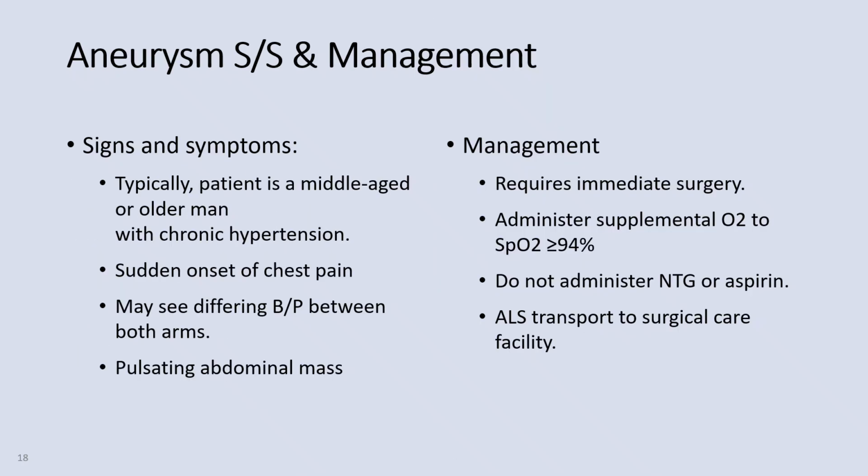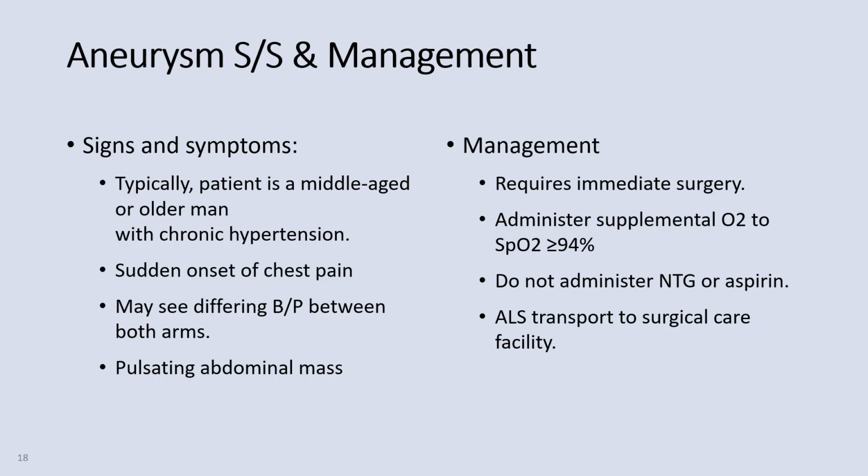Patients who suffer an aortic aneurysm are typically middle-aged and older men who have chronic hypertension. They usually complain of a sudden onset of chest or abdominal pain, and you may notice a difference in the blood pressure between their left and right arms. Additionally, you may see an abdominal mass pulsating in the center of their abdomen, usually just below the level of the umbilicus. You may also palpate this pulsatile mass during your hands-on abdominal assessment.